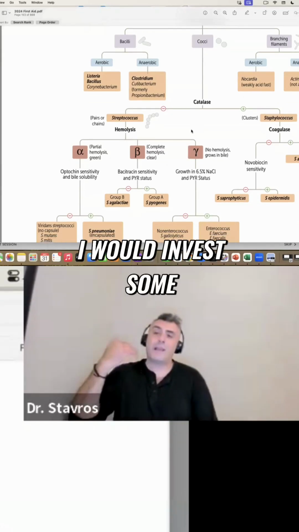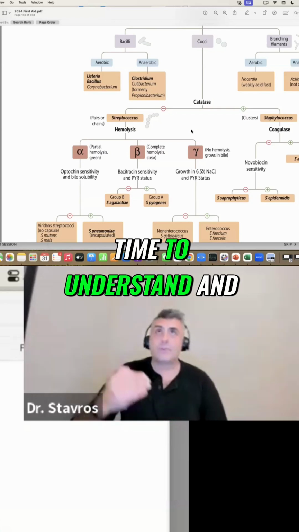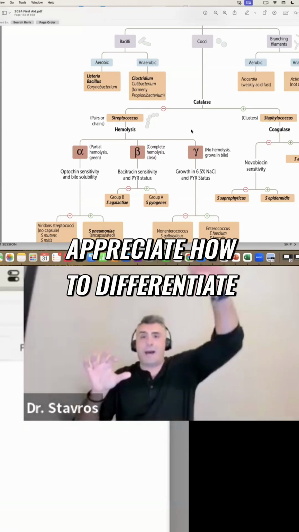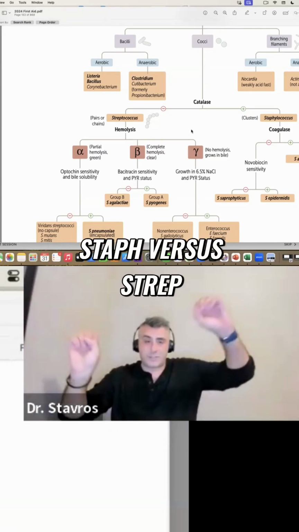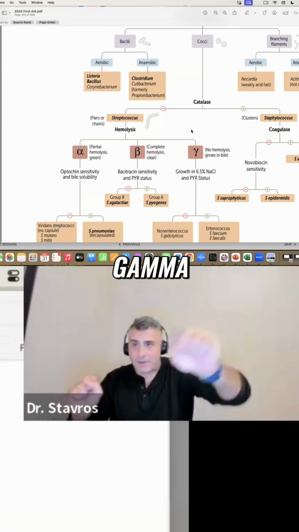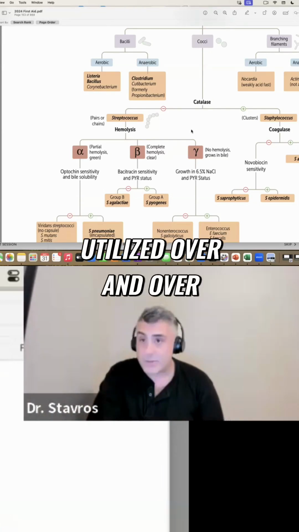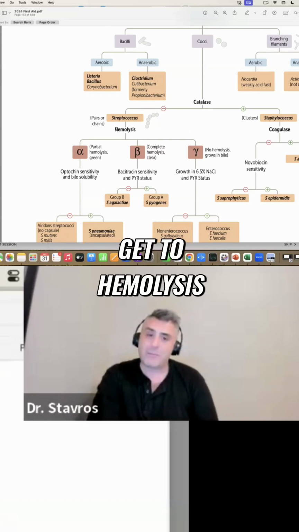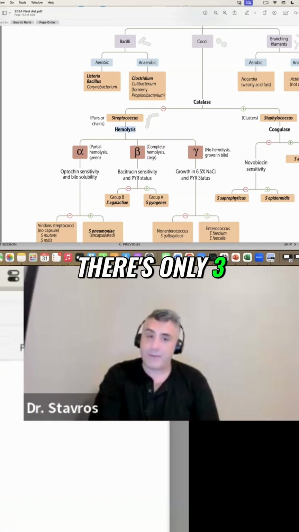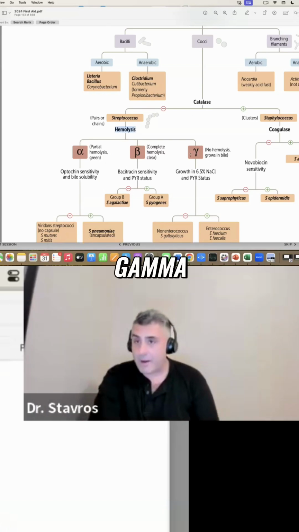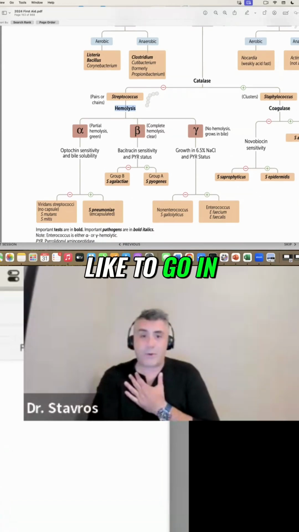So this is where I would invest some time to understand and appreciate how to differentiate staph versus strep, and alpha, beta, gamma hemolytic. A quick study hack that I've utilized over and over again: when you get to hemolysis, there are only three, A, B, and C, right? Alpha, beta, gamma. So what I like to do is go in the middle.